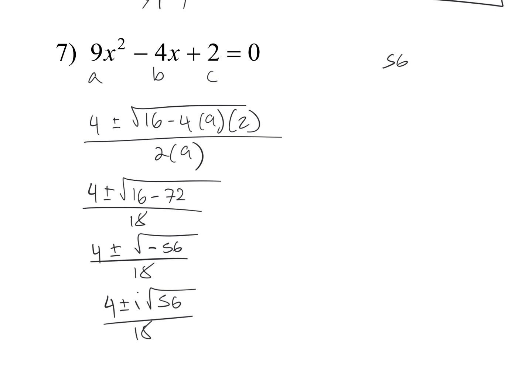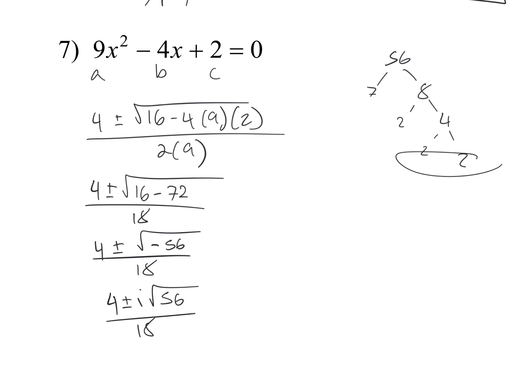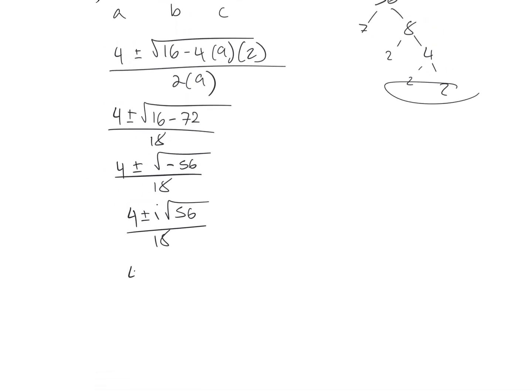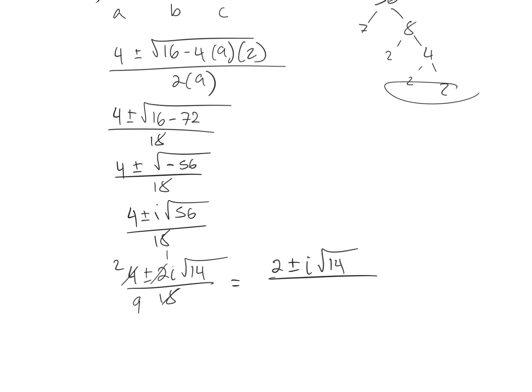Let's figure out what 56 breaks down to. So I'm going to start with 7 and 8. Then I'm going to do 2 and 4 and 2 and 2. So I have a pair of 2's, and then on the inside I will be left with 7 times 2, so it's going to be 14. So this is going to simplify to 4 plus or minus 2i root 14 over 18. Now everything outside is divisible by 2, so the 4 will become a 2, the 2 will become a 1, and the 18 will become a 9. So our final answer is going to be 2 plus or minus i root 14 over 9.